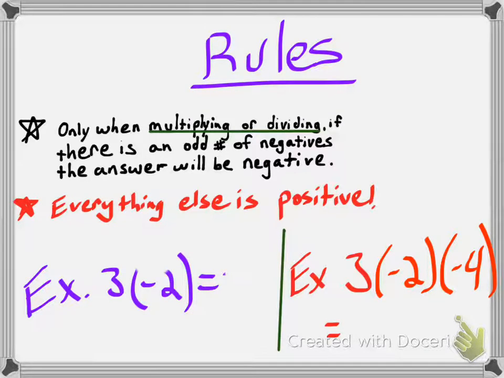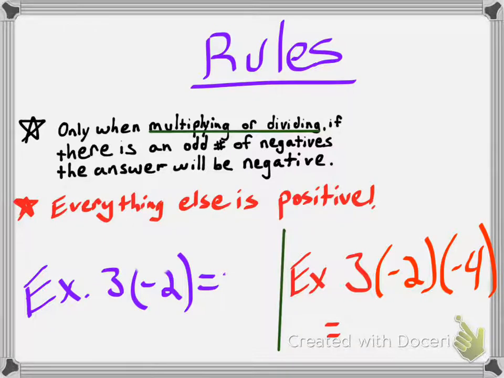Alright, here are some rules about multiplying and dividing. These are really important that you understand, because it will make your life a lot easier. It says, only when multiplying or dividing, so not adding and subtracting, if there is an odd number of negatives, the answer will be negative.